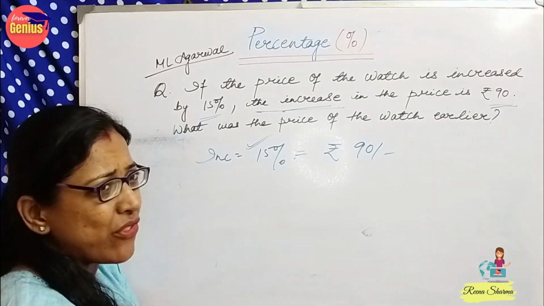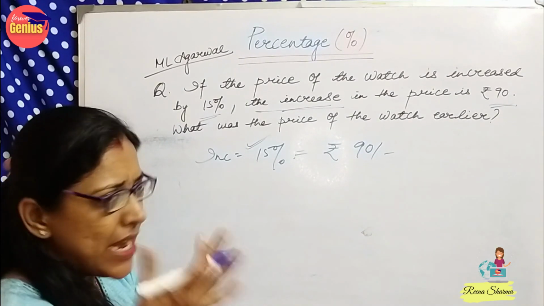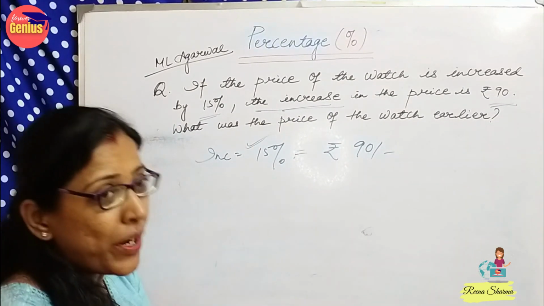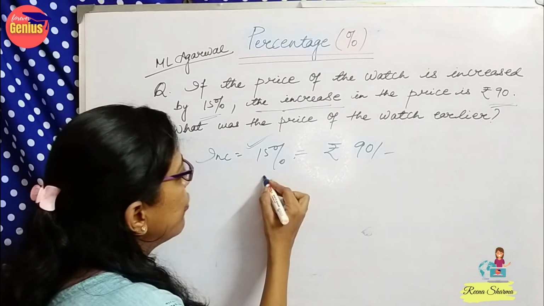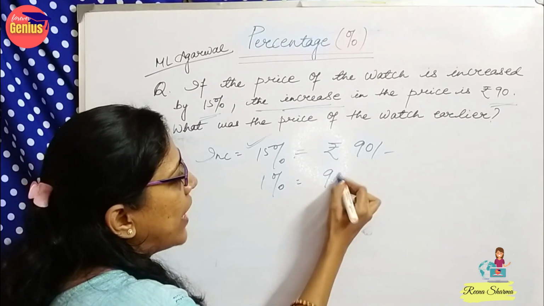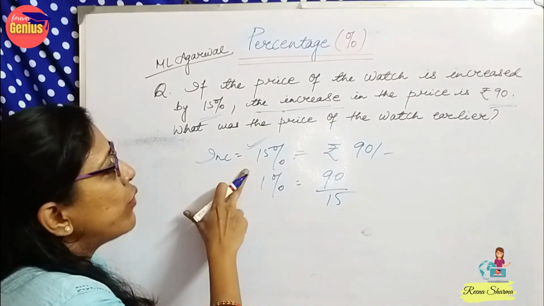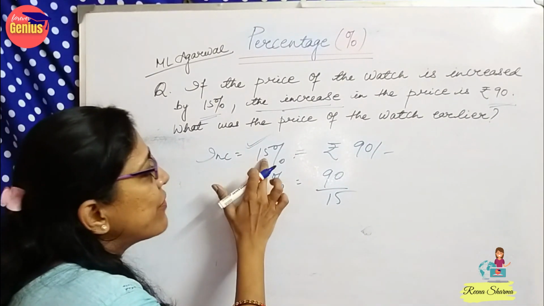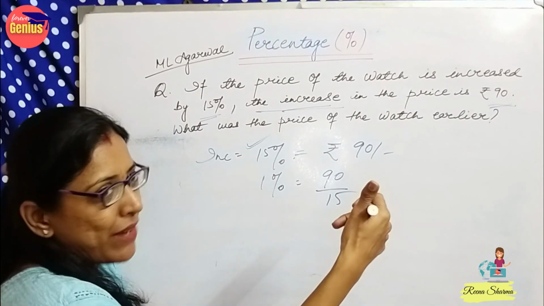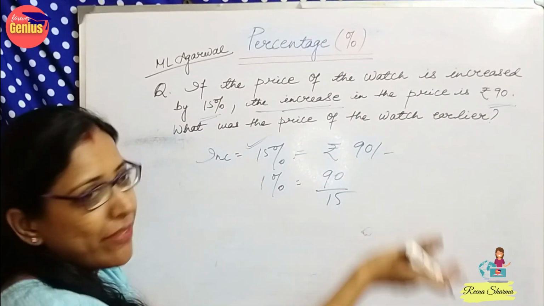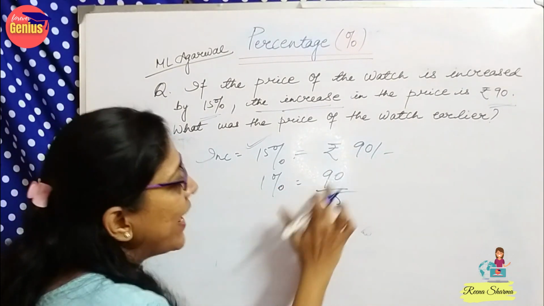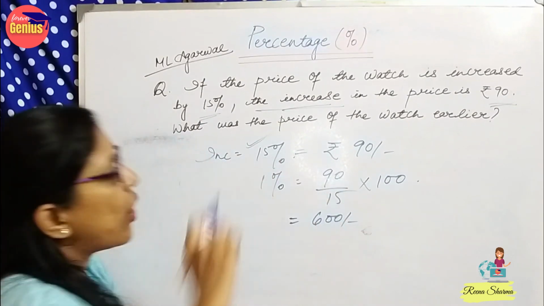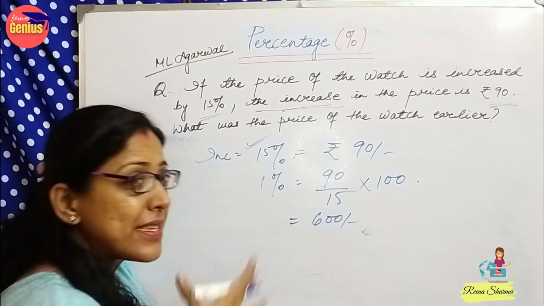The easiest way, we can do it in the unitary way. If we find for 1, we can find for 100 very easily. We can also do it by taking x. So 1% will be how much? 90 by 15. See, when we want to find a number, we multiplied with the original divided by 100. Here it will be reversed. We will just divide by this and multiply by 100. This is equal to 600. So the original price of the watch will be 600.